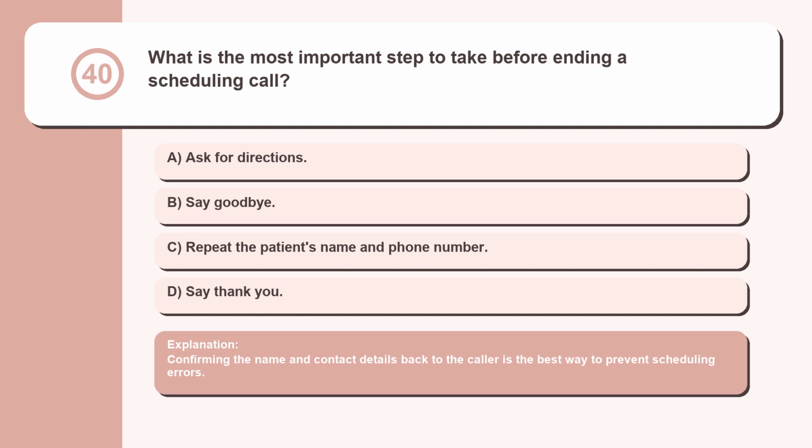Explanation. Confirming the name and contact details back to the caller is the best way to prevent scheduling errors.